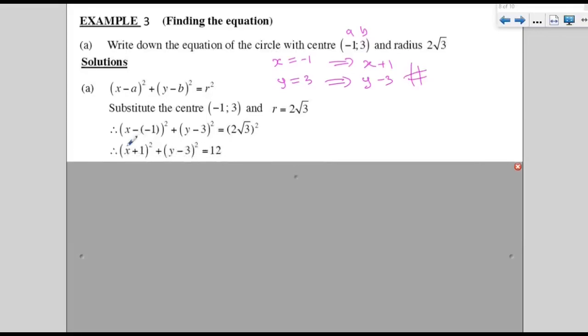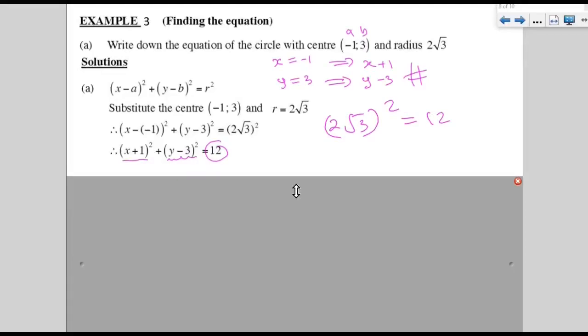Okay, and that's how you obtain this x plus 1 all squared and y minus 3 all squared is equal to 12, because 2 square root of 3 all squared is equal to 12. Use your calculator, and that's the equation of the circle. Pretty interesting, pretty important. Please also make a note of this method, which many textbooks don't have. I would prefer this. It is a sure way of ensuring that you get your equation correct.